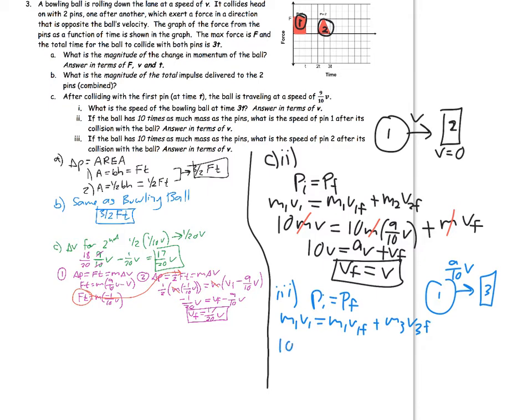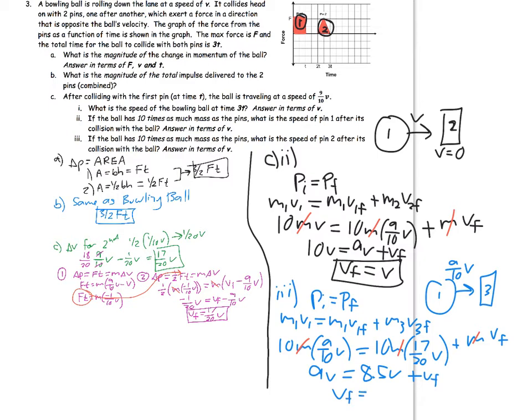So once again, it's going to be 10m times 9/10 v equals 10m times 17/20 v plus m times that v final that we're looking for, object 3, which is the second bowling pin. We cancel out the m's, do a little math to simplify here, and so we have 9v is going to be equal to 8.5v if we just do it as a decimal, plus vf. So our final velocity here ends up being 0.5v, or 1/2 v.